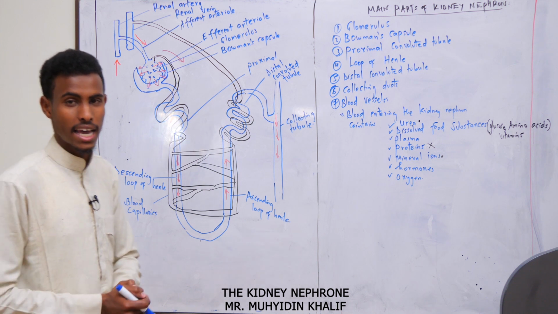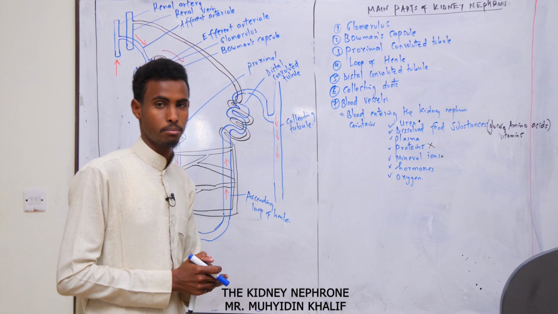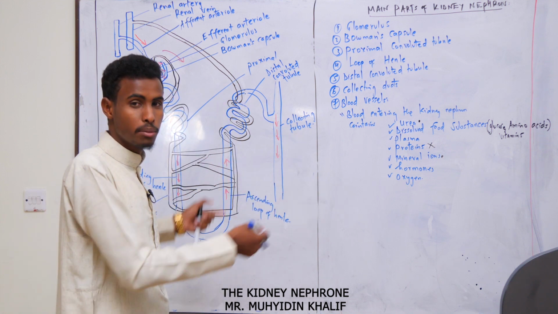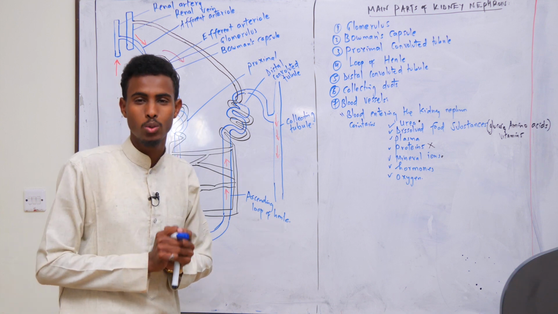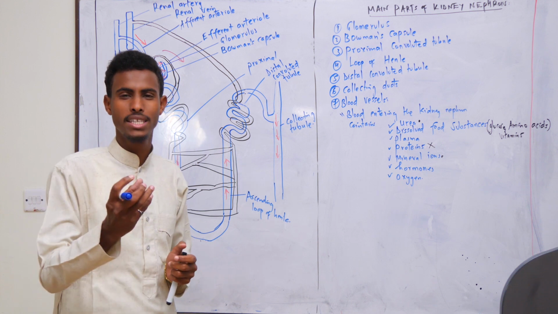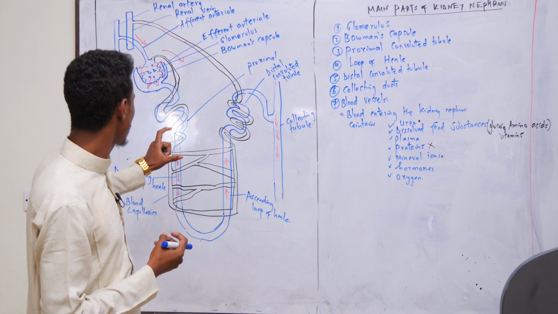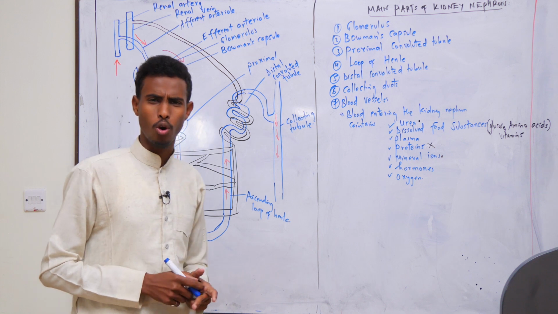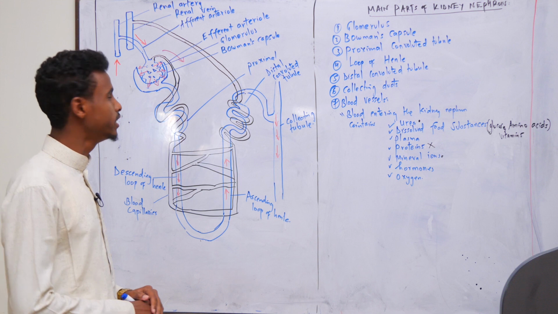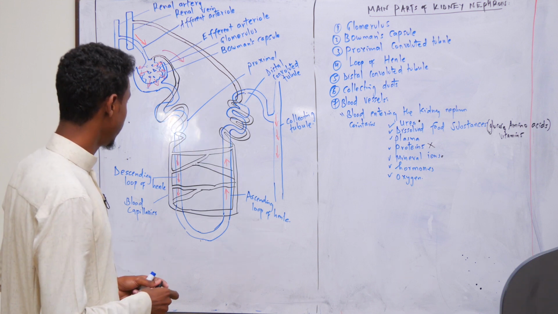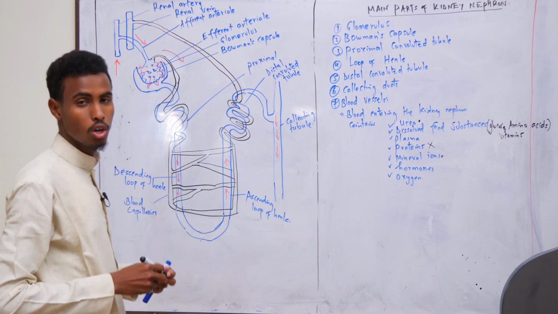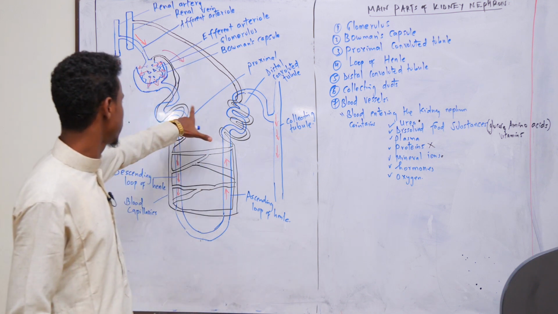Previously, we discussed the urinary system. We have seen the two kidneys, the ureter, urinary bladder, and finally the urethra. Again, we said the kidney has a basic functional unit called the nephron. And therefore, this is the basic functional unit of the kidney known as the kidney nephron.